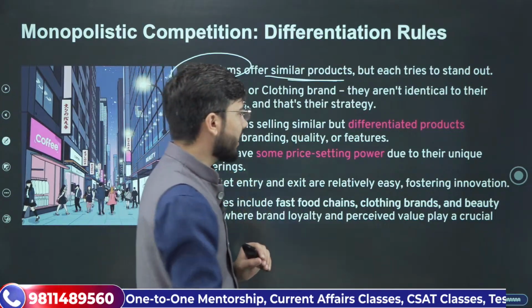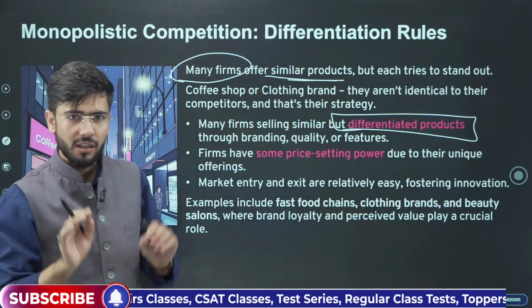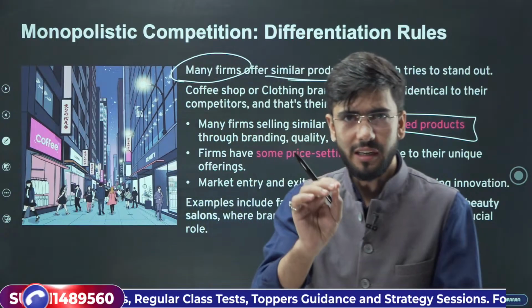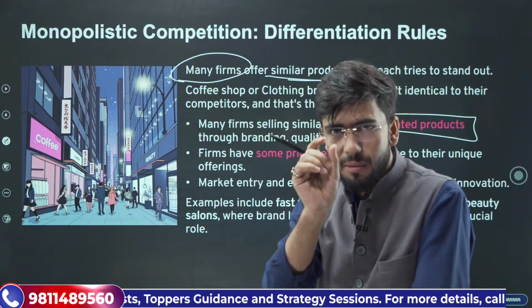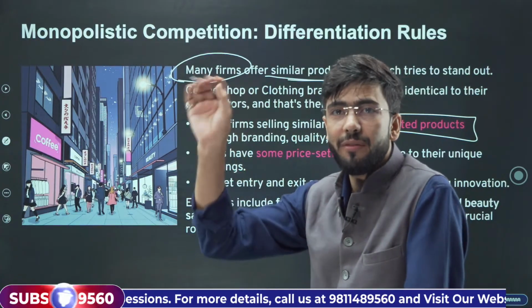It is a slightly similar product, but there are differentiated products. The products are differentiated. Sellers are many. There are many firms who are selling. Products are differentiated a bit, but the problem with this is that there are not too many firms.